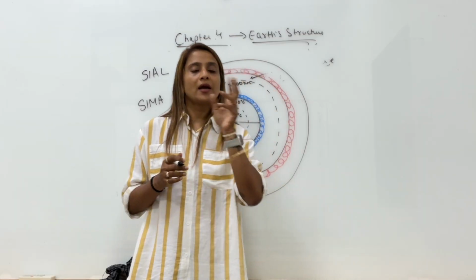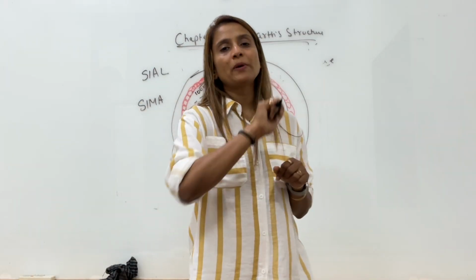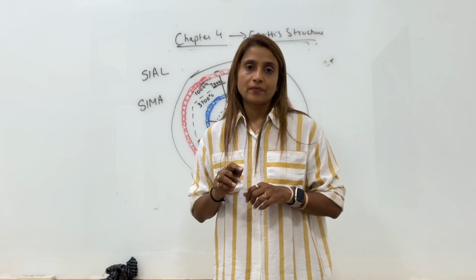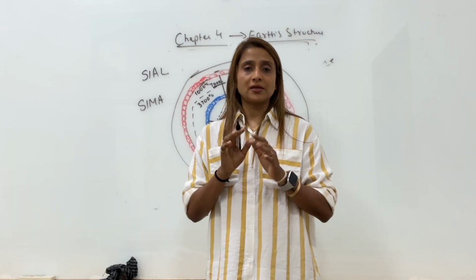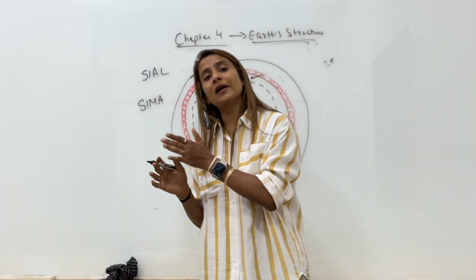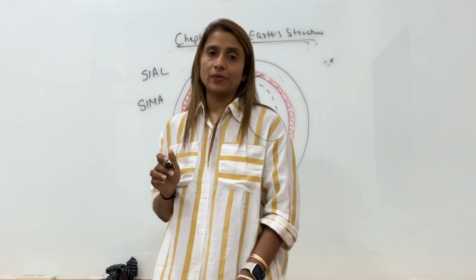So Sial and Sima are the two parts of crust. Upper mantle and lower mantle are the two parts of mantle. Inner core and outer core are the two parts of core. So these are the three layers of Earth: crust, mantle and core.